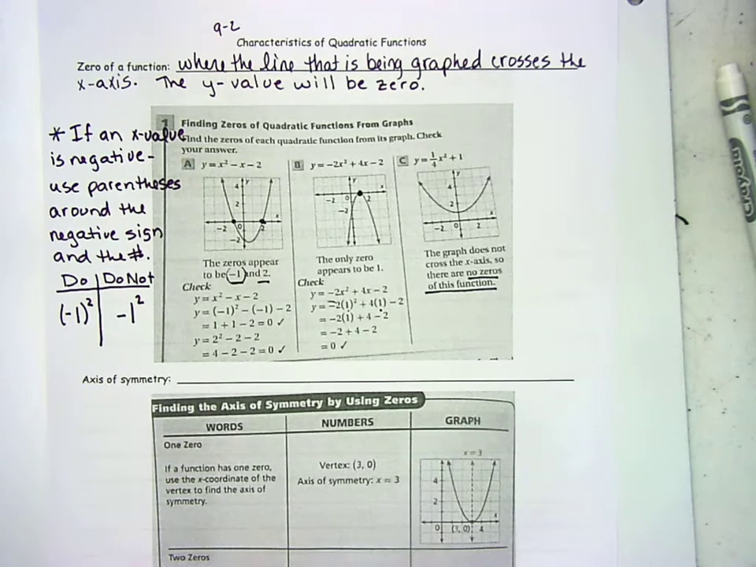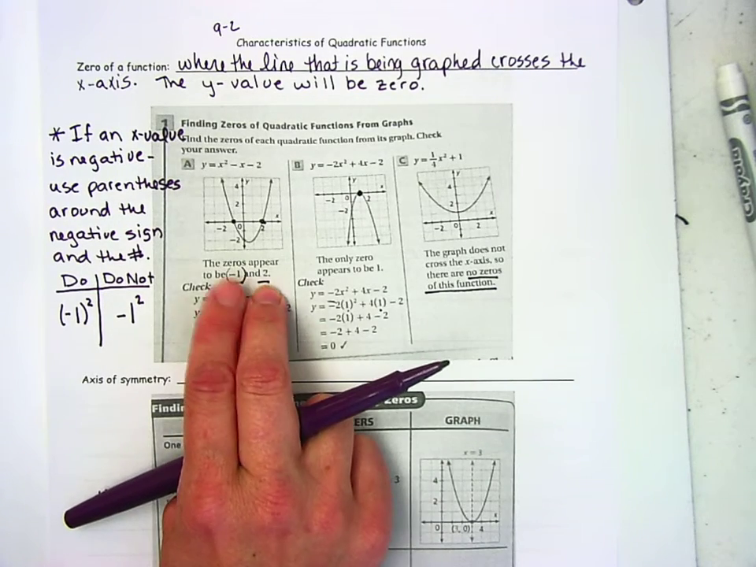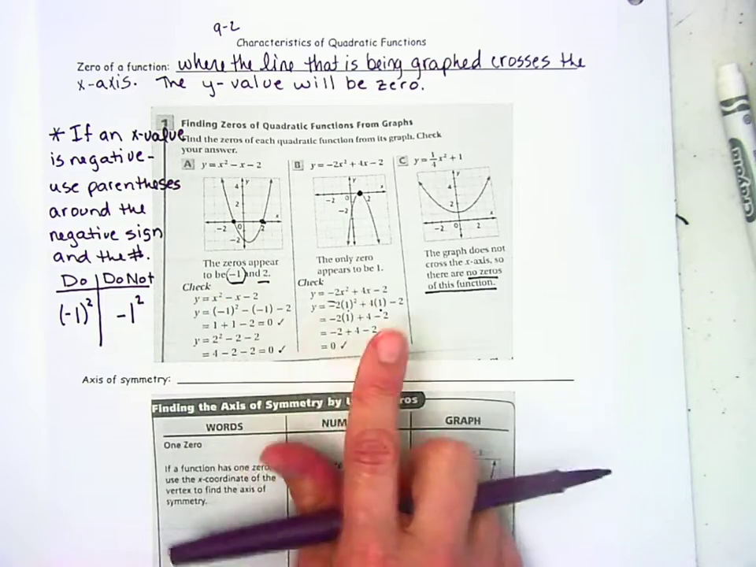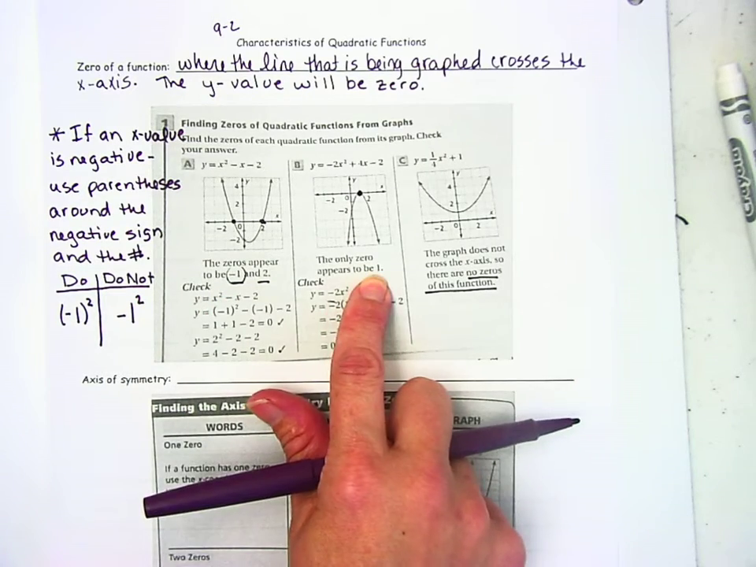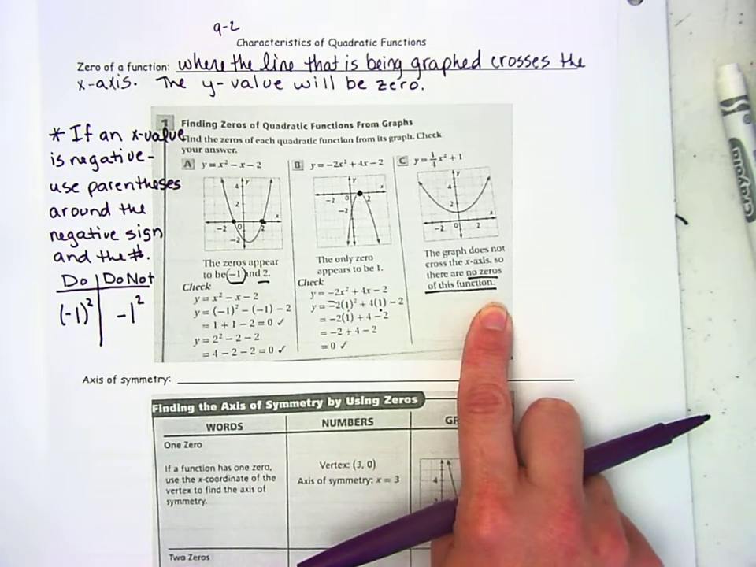In the classwork that you're getting, you're going to have the first section. It's asking you what are the zeros of this function. You're either giving me two numbers if there are two spots, one number if there's one spot, or you're telling me there are no zeros of this function.